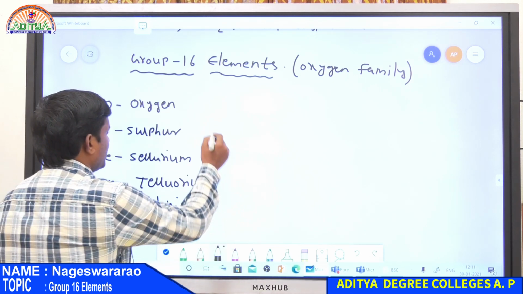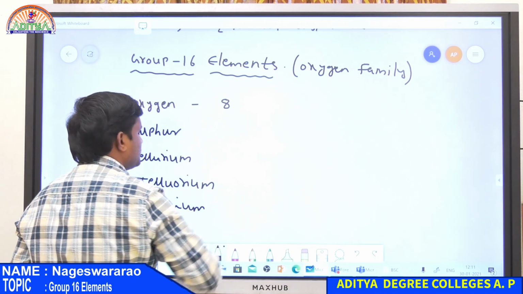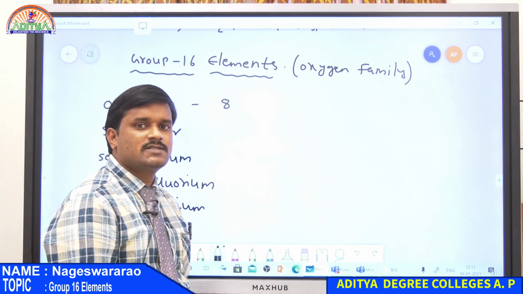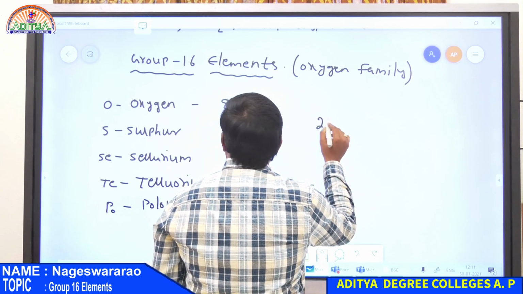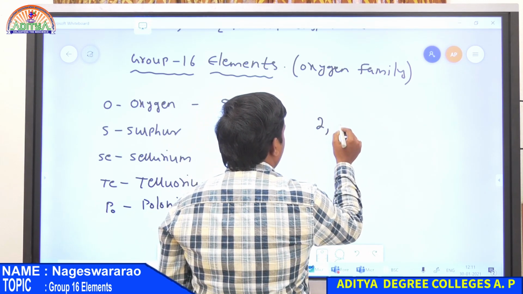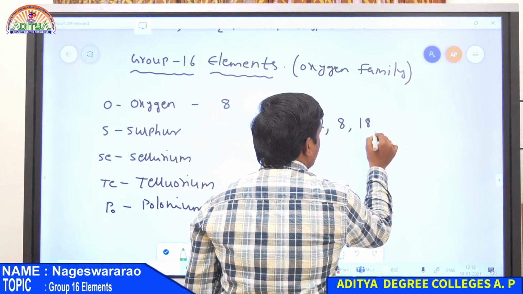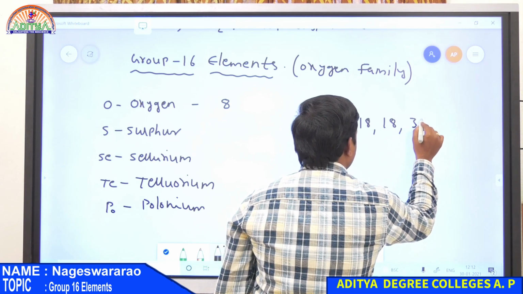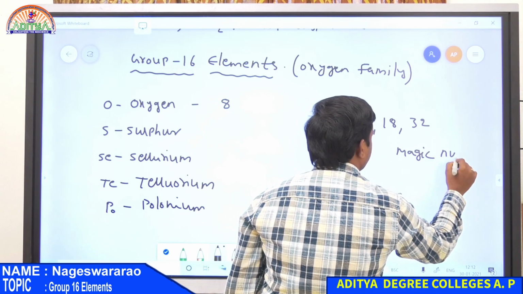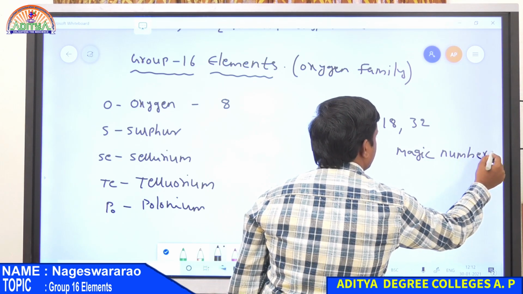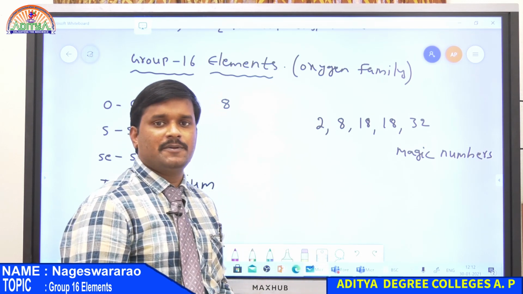Now the atomic numbers. What is the atomic number of oxygen? The atomic number of oxygen is 8. Now for sulfur, atomic numbers are always derived from magic numbers. What are the numbers? 2, 8, 18, 18 and 32. These are nothing but magic numbers. These numbers are used to determine the atomic number of the next element present in a group.